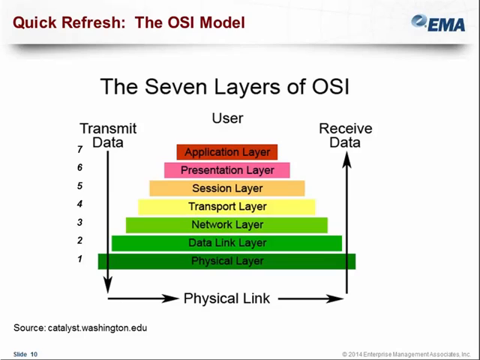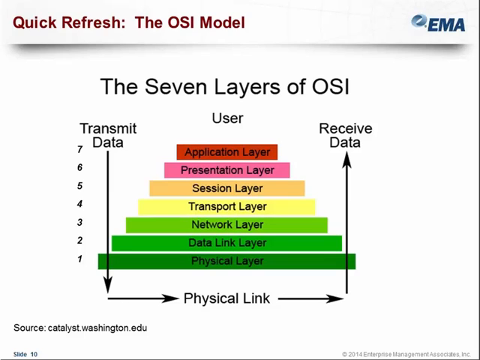So the OSI model is 7 layers. The bottom 3 are really where most of the network management functions take place, where most of the attention is paid by networking folks. Everything 4 through 7 is where the applications live. By the way, lots of interesting things going on up there. Lots of things that network monitoring tools can do up in those layers. But when we're talking about network dependencies, we're really talking about what's happening down in layers 1, 2, and 3.